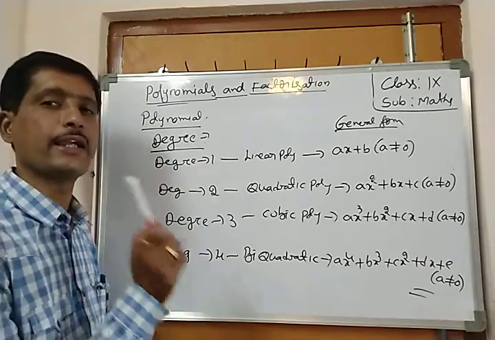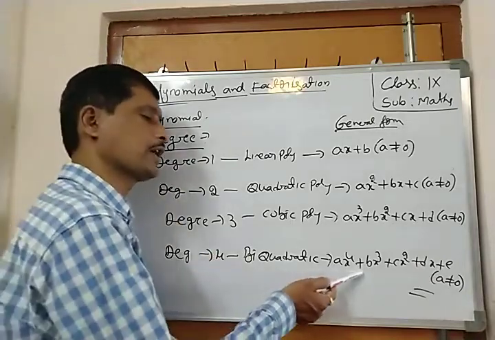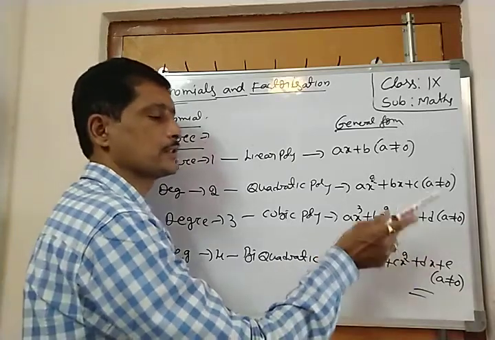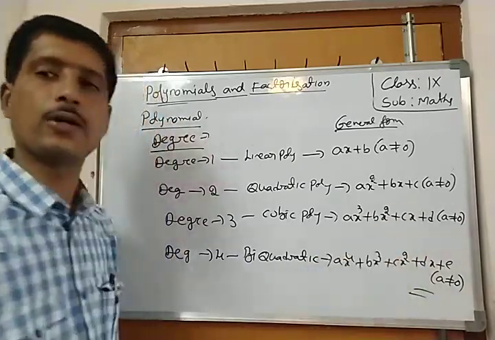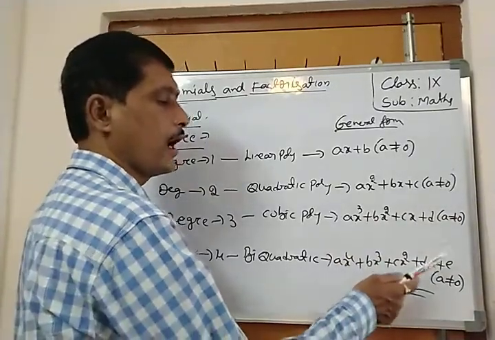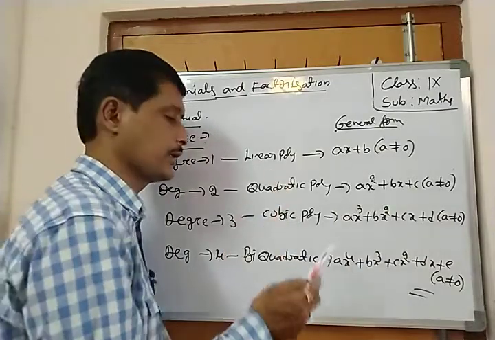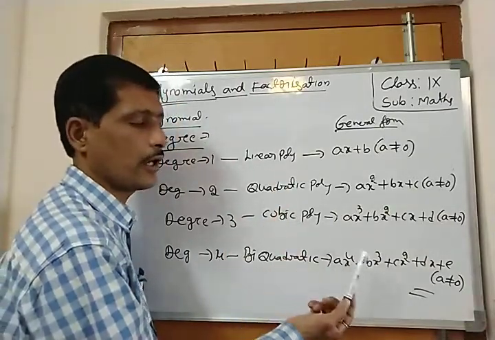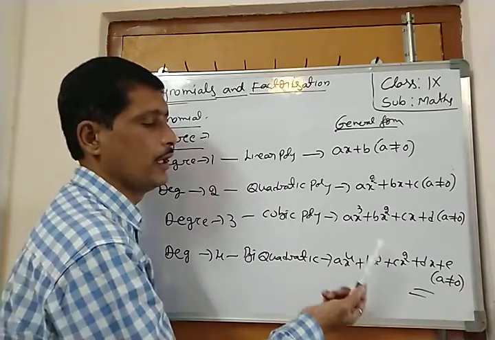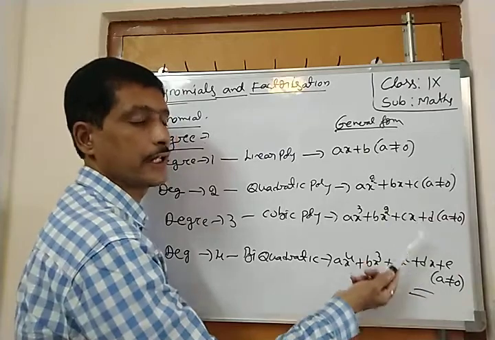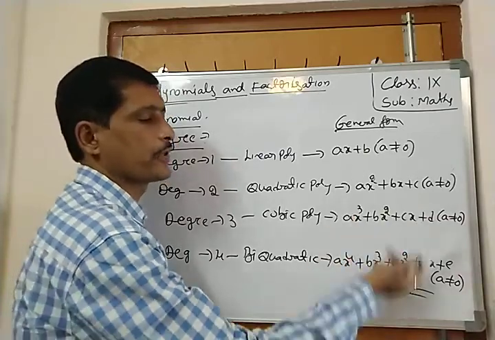Biquadratic means degree is 4, general form is ax power 4 plus bx cube plus cx square plus dx plus e where a not equal to 0. Here a, b, c, d are coefficients of the variable x. Coefficient of x power 4 is a, coefficient of x cube is b, coefficient of x square is c, coefficient of x is d. Here the constant term is e.